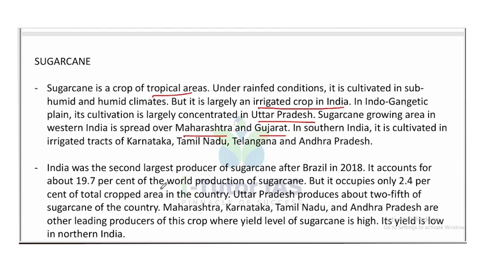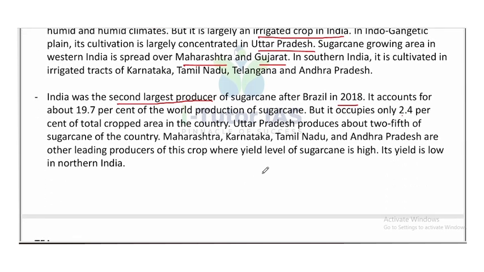India was the second largest producer of sugarcane after Brazil in 2018. It accounts for about 19.7% of the world's production of sugarcane, but it occupies only 2.4% of total cropped area in the country. Uttar Pradesh produces about two-fifths of the sugarcane of the country. Maharashtra, Karnataka, Tamil Nadu, and Andhra Pradesh are other leading producers of this crop, where yield level of sugarcane is high. Its yield is low in northern India.